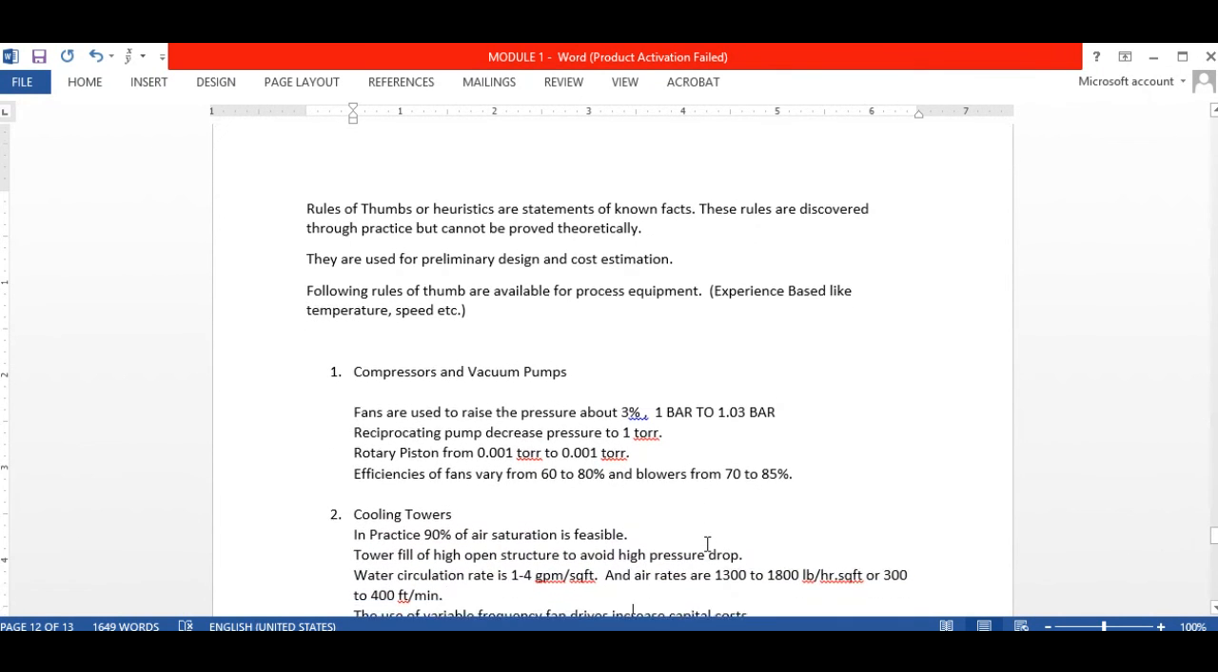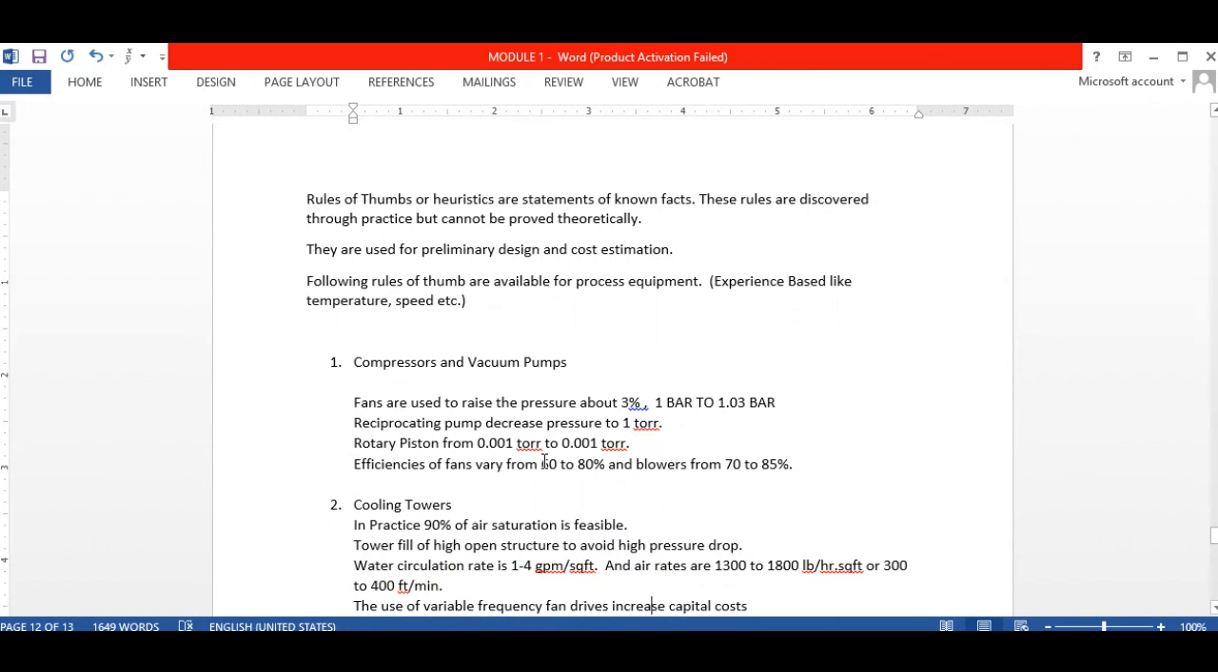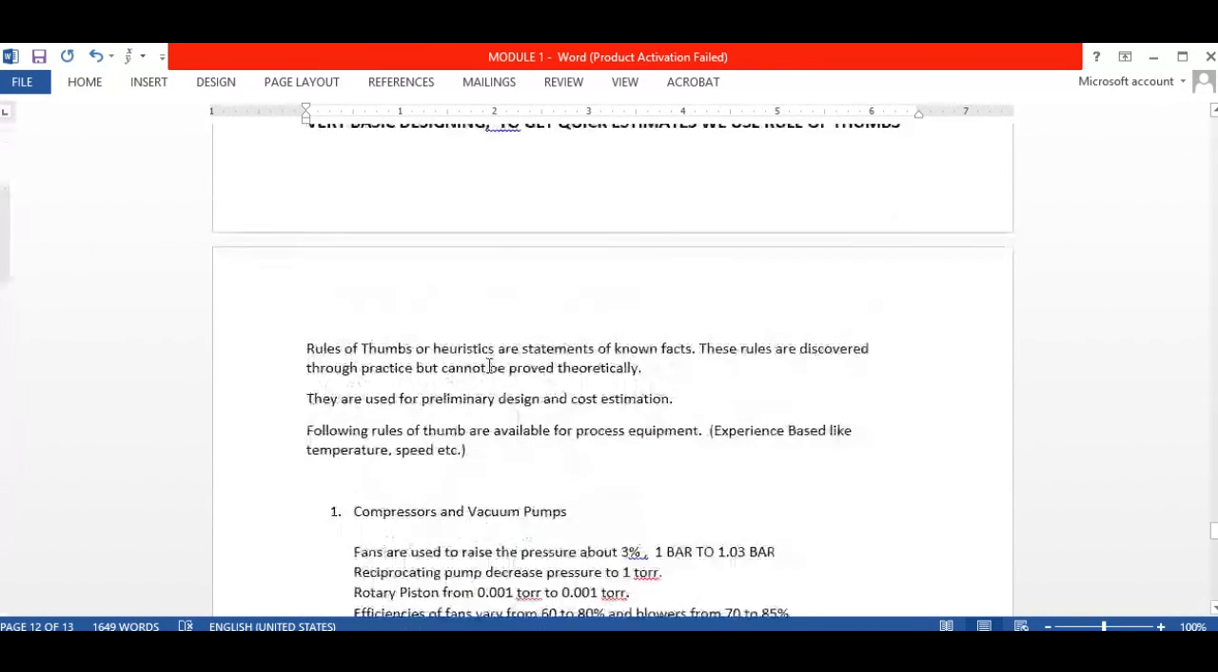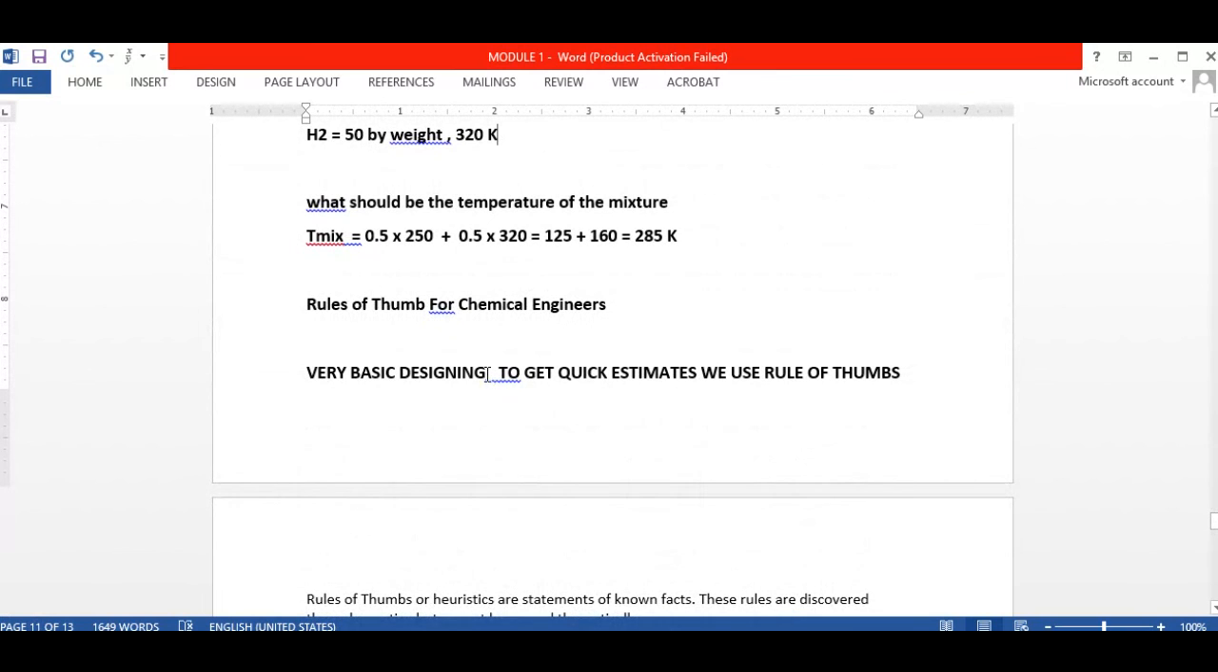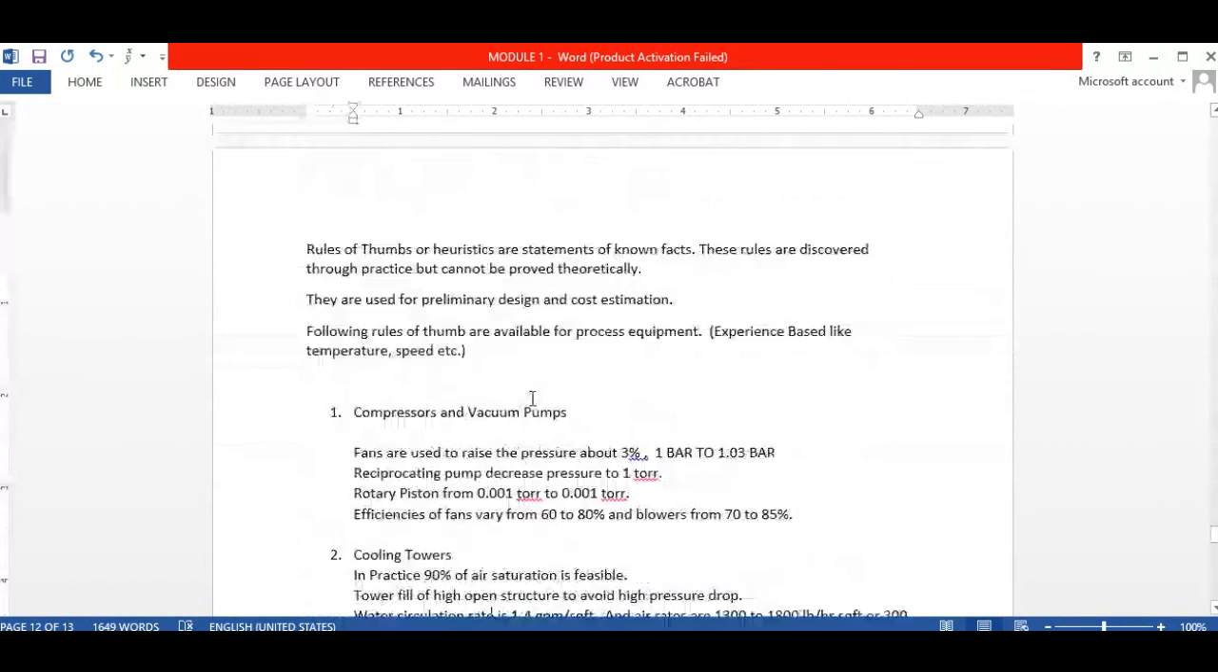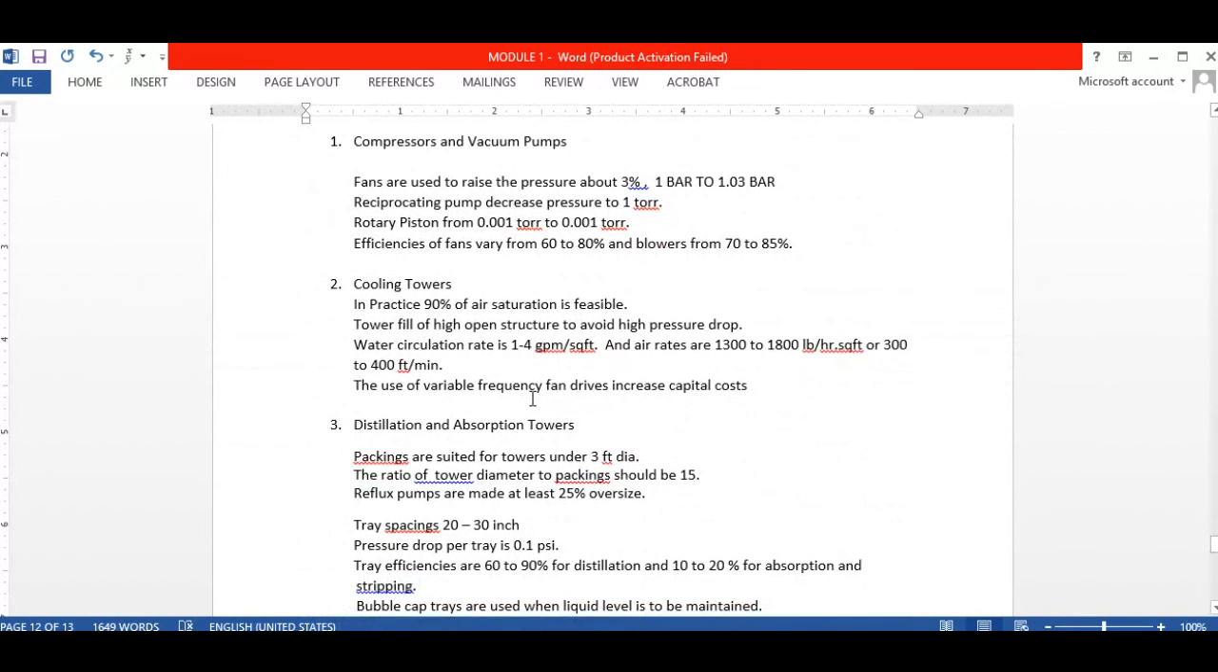So the efficiencies of fans vary from 60 to 80%. For example, you are designing a fan. In a fan, there is a factor called efficiency. How much efficiency can I use? Sometimes the answer is not available, so you go to the rule of thumb. I can use between 60 to 80%. You can take the average value, 70%, and put that, because you are not doing the detailed design. You are doing the basic design, only for estimation. Similarly, there are many rules of thumb here.